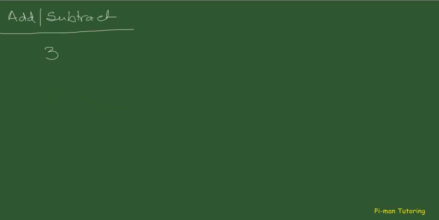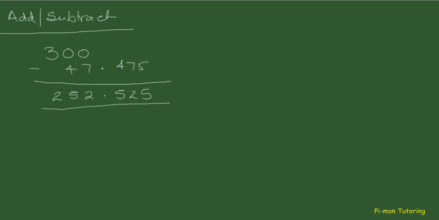Last example, 300, and we want to subtract 47.475. And if we do this in the normal fashion, we would get 252.525. And now, as before, we've only got 0 decimal places available to us in the first number. And so we must report our answer with 0 decimal places. This 5 is slightly above 5, so it's going to round up this number over here. And so I should report the answer as 253.